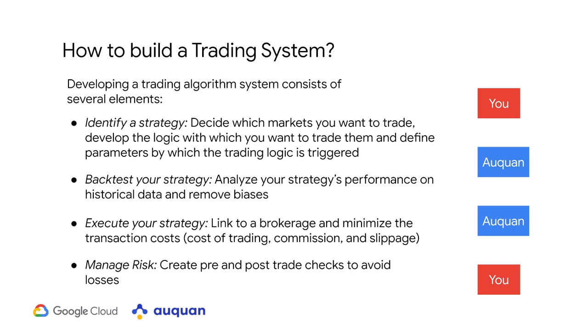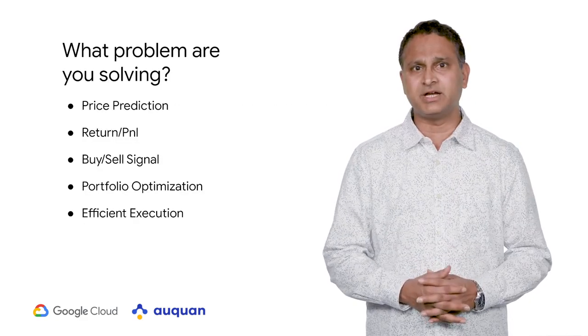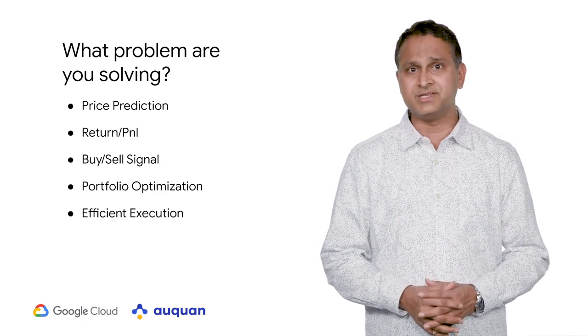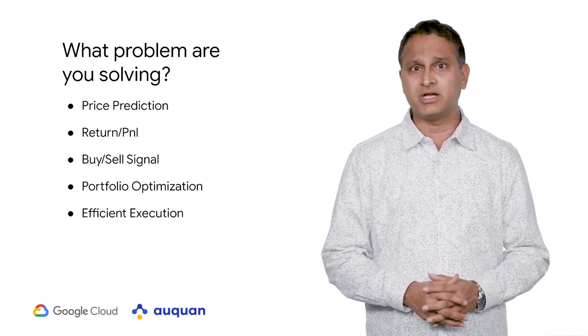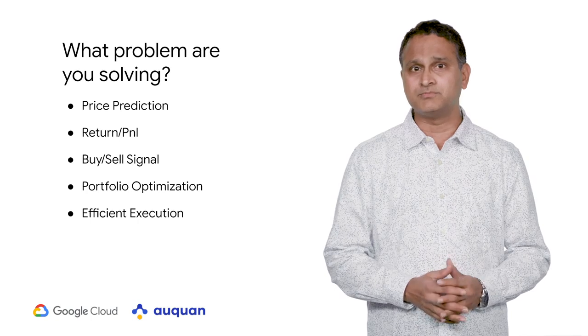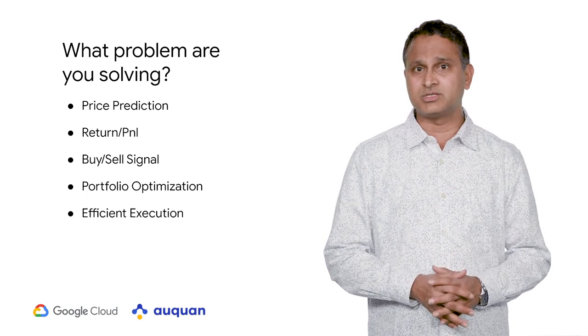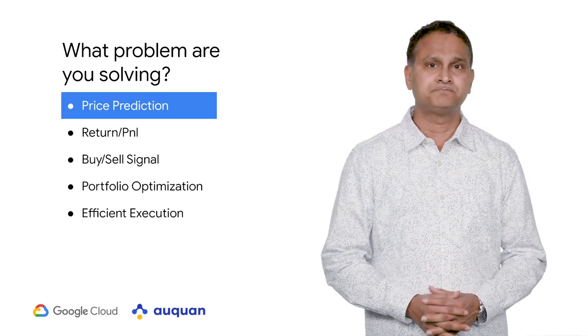The good news is that you are responsible for 2 of these elements, strategy and risk management. The remaining 2 elements, backtesting and execution, will be done by the open source library Aquan Toolbox. To develop an ML-based trading strategy, you need to decide what problem you're going to solve. That is, decide which markets you want to trade, what will be your target variable, develop the logic with which you want to trade them, and define the features by which the trading logic is triggered.